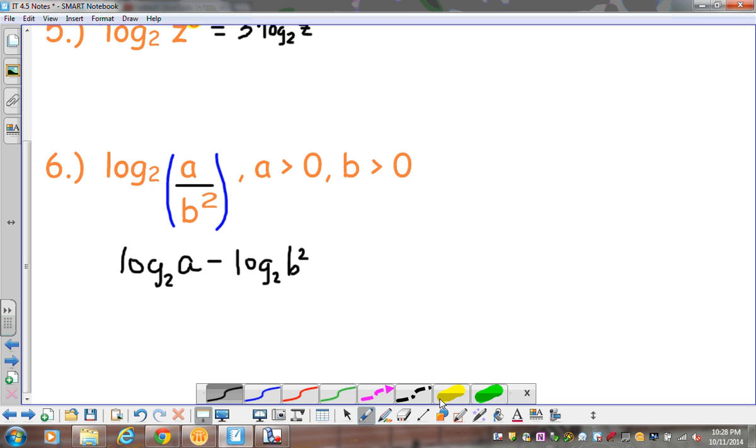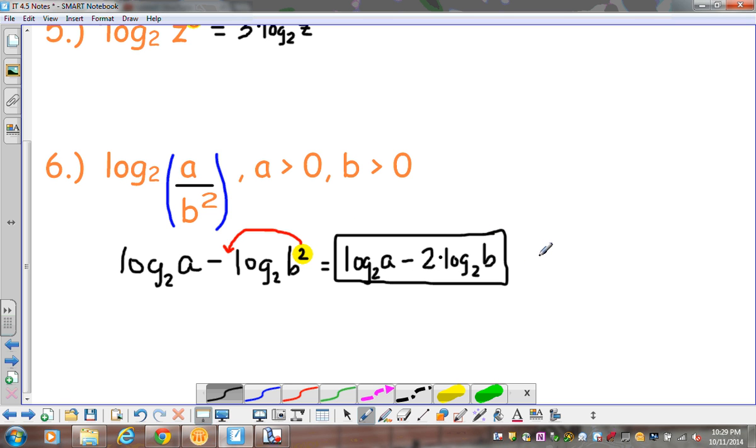All right, now I'm almost done. If you notice, though, I've got an exponent right here. So once again, like we said before, that exponent can move right up front. So that's going to be log base 2 of a minus, now we move the exponent up front, 2 times log base 2 of b. And there is my expanded form. Easy breezy.